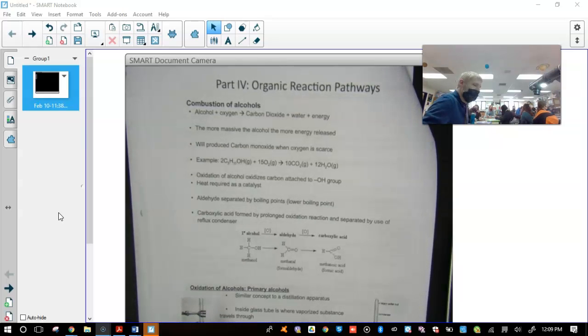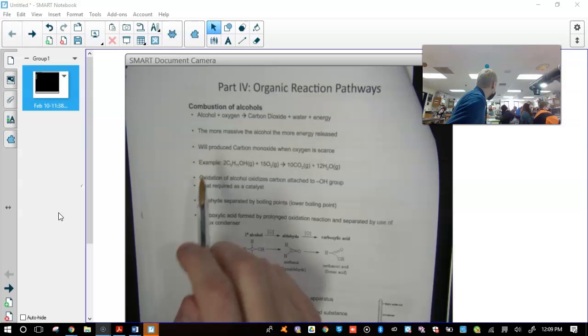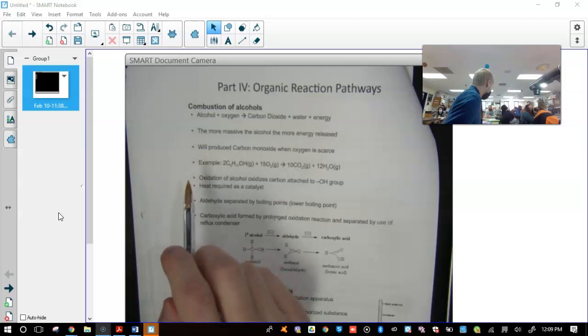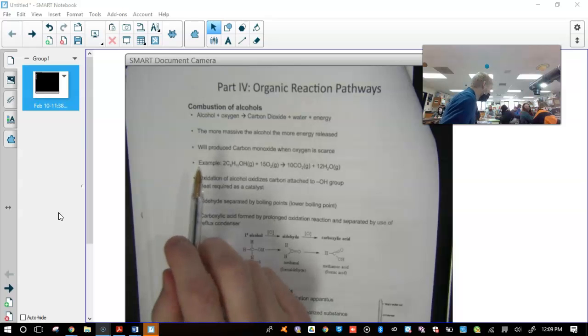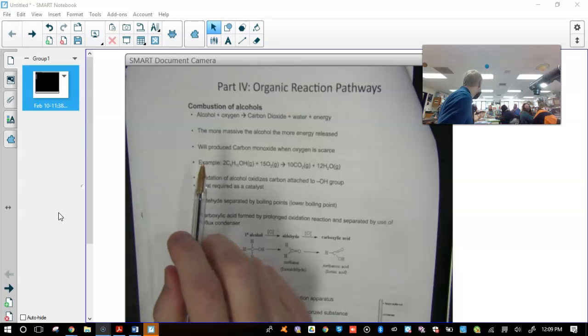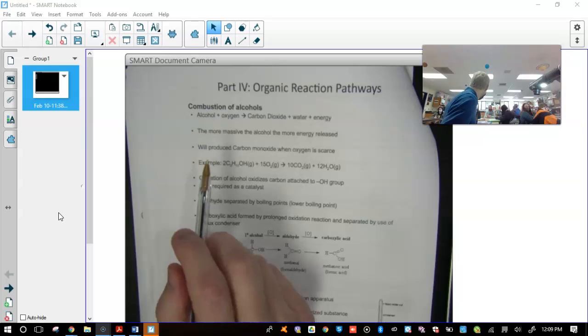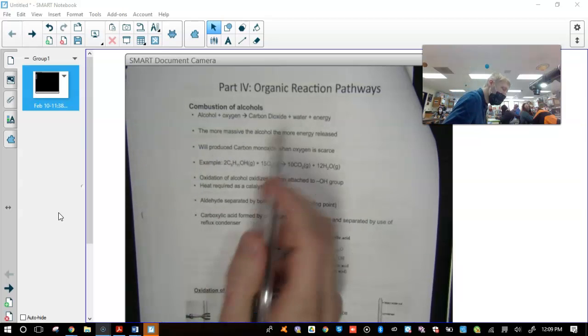So I want to get through the basics. We've got combustion of alcohols, and then also the oxidation of alcohols, and then we'll have some time to practice this. A couple of days ago we did combustion of alkanes. Elson, do you remember that? Combustion of alkanes? Yeah, that produces carbon dioxide and carbon monoxide. What would we call it? Complete and incomplete. There we go.